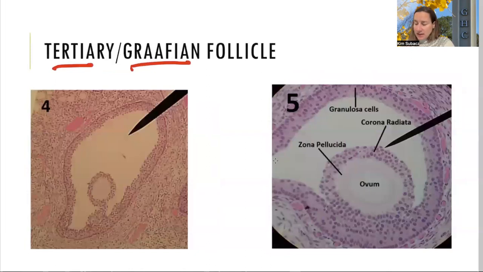So by this time, our little egg in here has now gone through prophase 1, metaphase, anaphase, and telophase of meiosis 1. Then they go into meiosis 2, prophase 2, metaphase 2, and they stop. So this is a secondary oocyte stuck in metaphase 2.